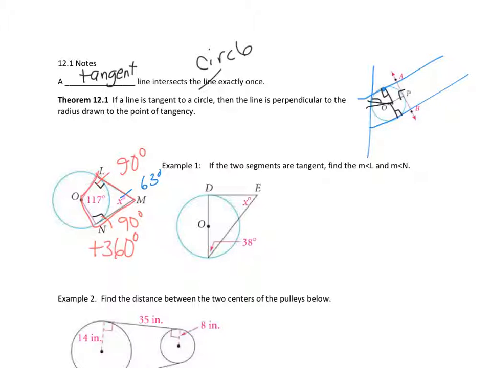Same with this shape. If I know that DE is tangent, then this makes a 90-degree angle, and now you have this triangle. So this one has to be 52 degrees because this makes a triangle.